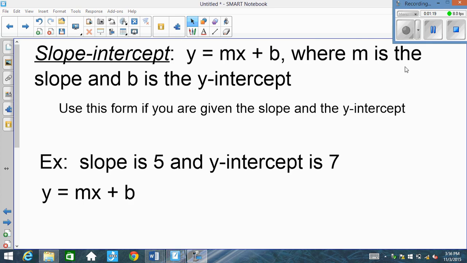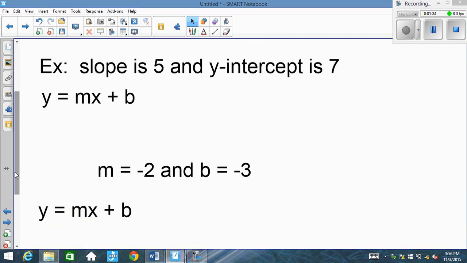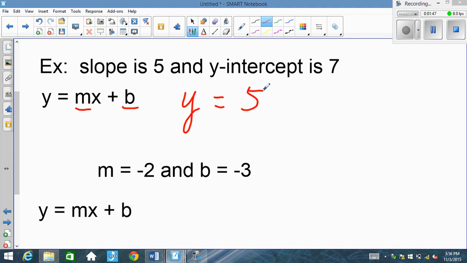We will start with the slope-intercept form. Y equals mx plus b, where m is the slope and b is the y-intercept. You use this form if you are given the slope and the y-intercept. For example, if the slope is 5 and the y-intercept is 7, then all you need to do is replace the m and the b. So we would substitute in the y, the 5 for m, and the 7 for b. So all we got to do is write y equals 5x plus 7.